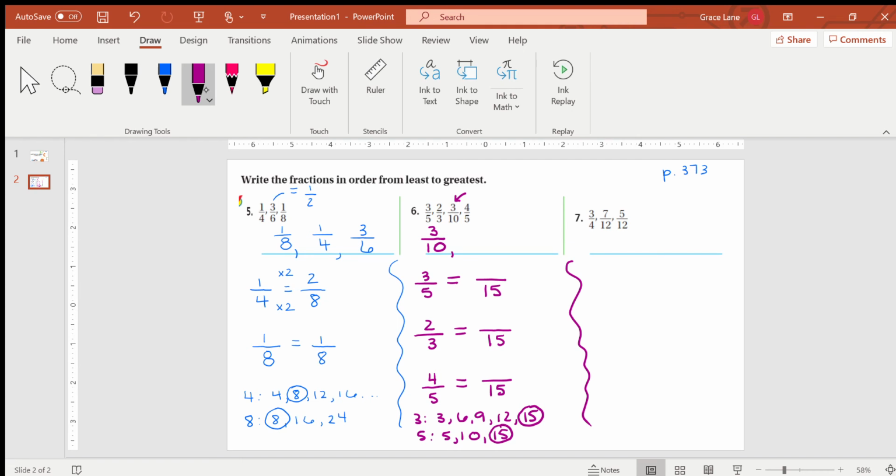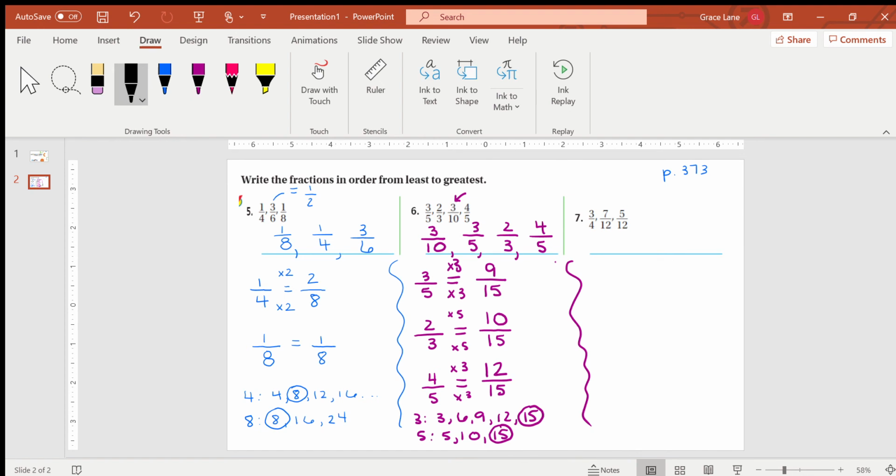Okay, so down here, I know that 5 times 3 is 15. So I need to do that to the top. So this would be 9/15. I know that 3 times 5 is 15, so I multiply on the top by 5, so 2 times 5 is 10. And then lastly, I know that 5 times 3 is 15, so on the top I'll do 4 times 3, which is 12. And actually, that's funny, they're in order going down. So the next smallest fraction in our list would be 3/5. Then 2/3, and then 4/5. All right, when you're ready, go ahead and move on to the last one.